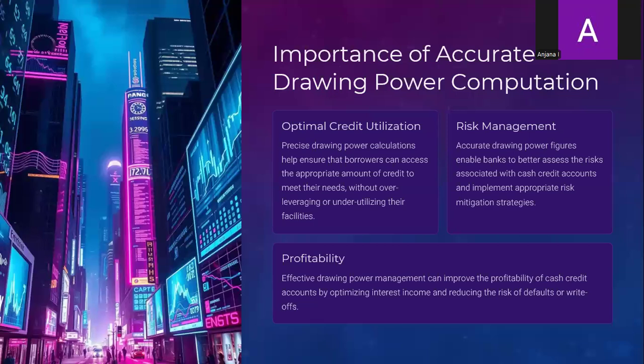Importance of accurate drawing power computation. See, if the calculations are accurate and precise, then it will help to ensure that borrowers can access the appropriate amount of credit to meet their needs without over-leveraging or underutilizing their facilities. It also helps in risk management. Accurate drawing power figures enable banks to assess the risk associated with cash credit accounts and implement appropriate risk mitigation strategies. Profitability: effective drawing power management can improve the profitability of cash credit accounts by optimizing interest income and reducing the risk of defaults or write-offs.